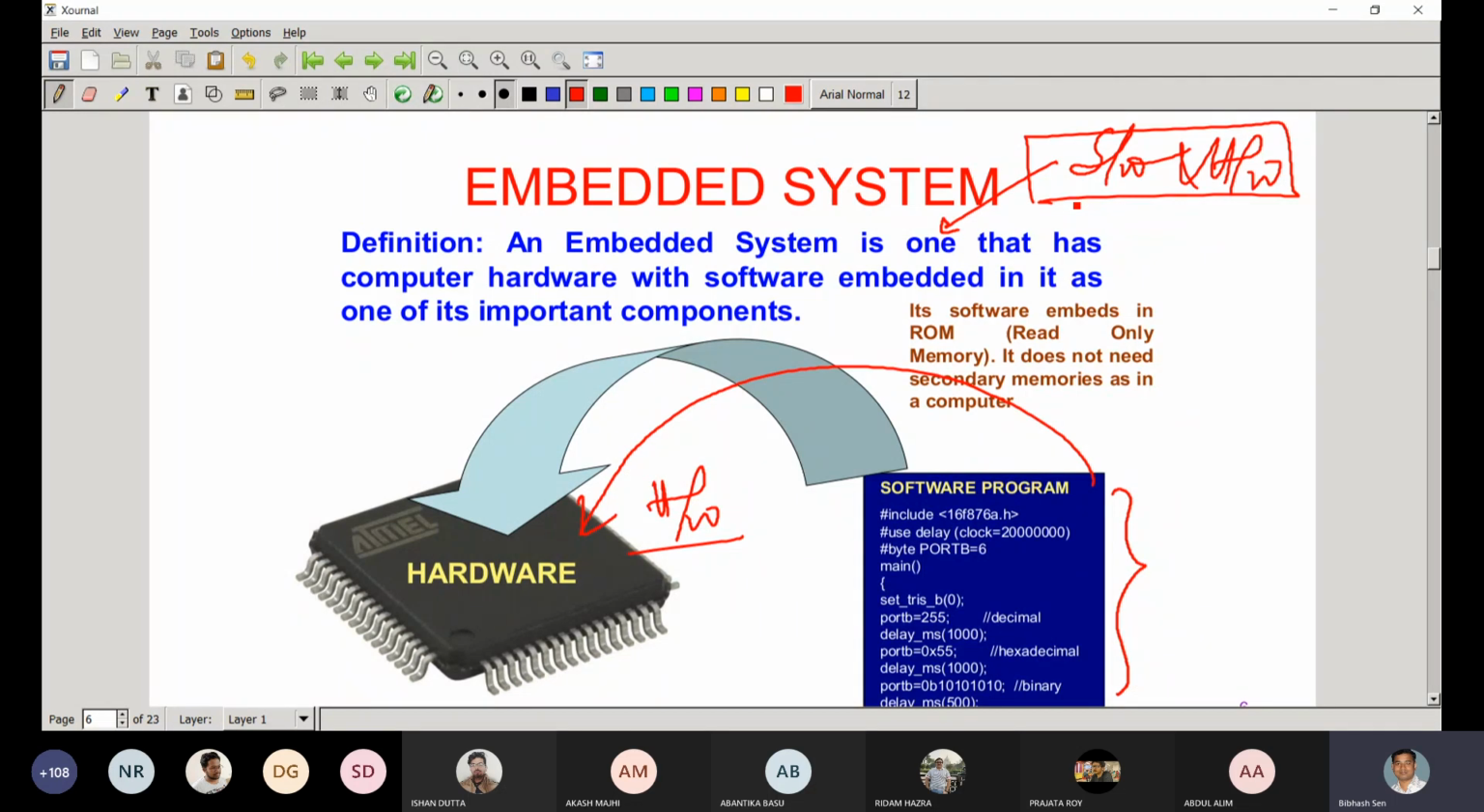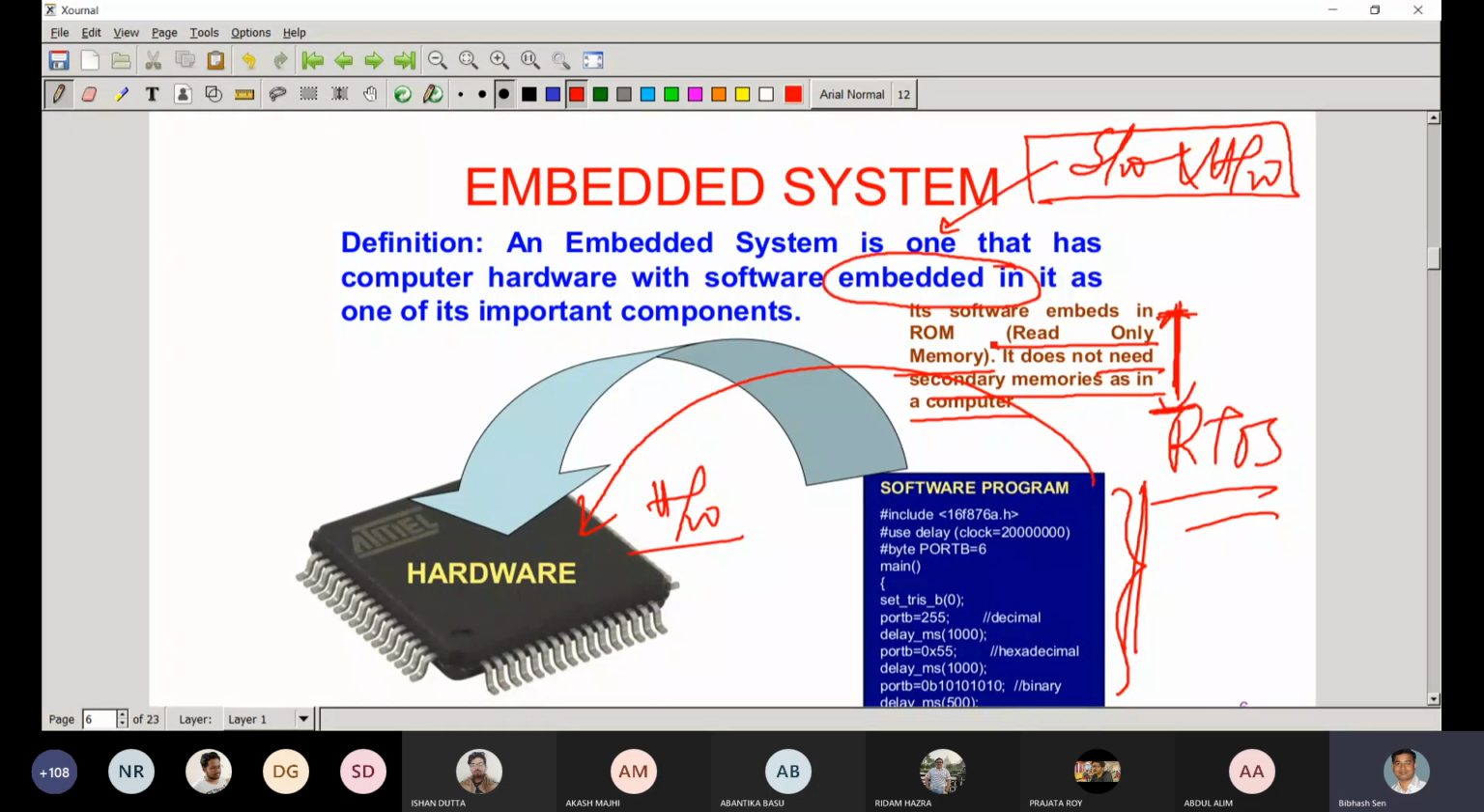Yes, it's possible if you customize the system in such a way that, taking the signal, the hardware will behave accordingly. And sometimes we have to embed the software within the chip, or through the application of an RTOS, this software will run. If software is embedded in ROM, a particular region in memory, it does not need secondary memory as in a computer. So remember, in our embedded systems most of the software is embedded in ROMs. So an embedded system is one that has computer hardware with software embedded in it as one of its important components, already inside with its own circuit.